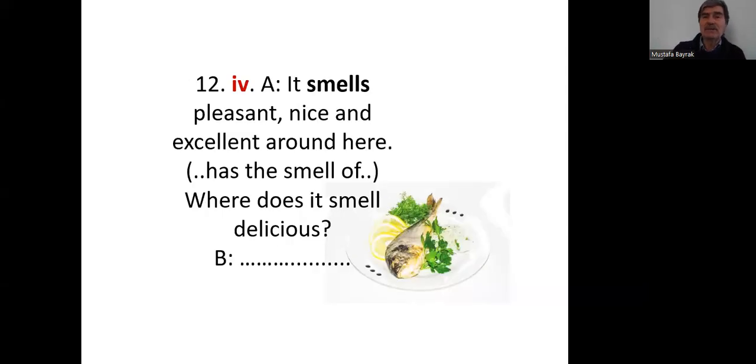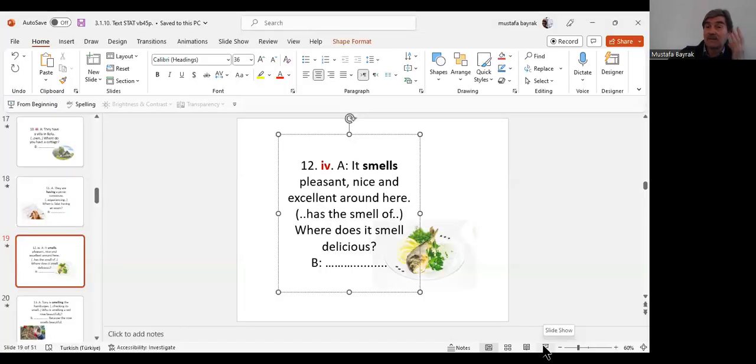Maybe fried fish represents the smell itself. Yes, it smells, for example, just like using nouns as adjectives. It smells fresh. Fried fish is okay. For example, it smells popcorn here, and the smell of it has the smell of popcorn.